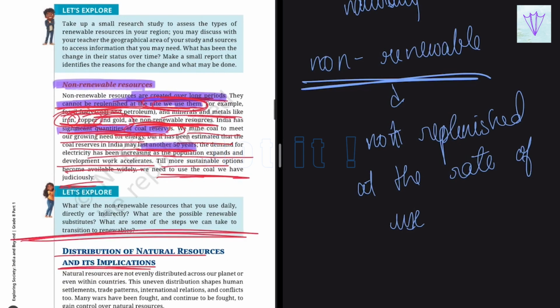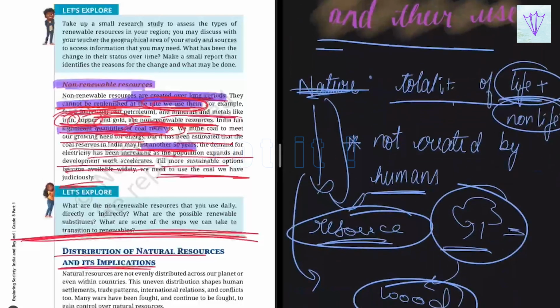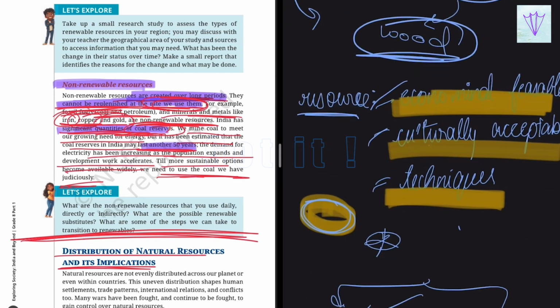So in this first part we'll wind up our chapter until here. So until now we have studied what is nature. It is a totality of life, living and non-living, and it is not created by humans. So anything which is natural should be converted into a resource. It will become a resource only when we use it for our living or we make anything out of it. And the resource should be economically feasible, culturally acceptable, and technologically accessible. Then only it will become a resource.